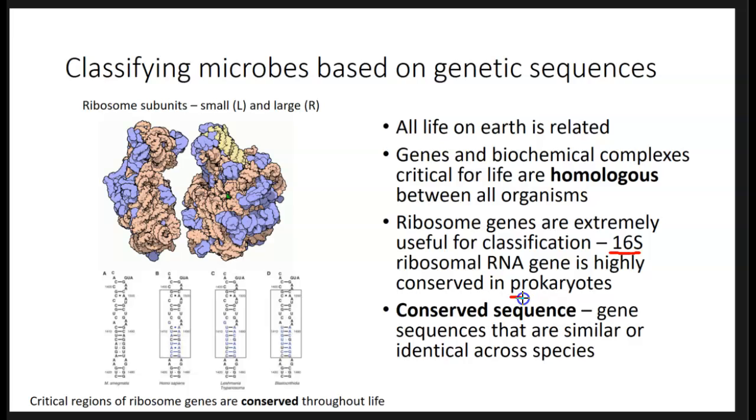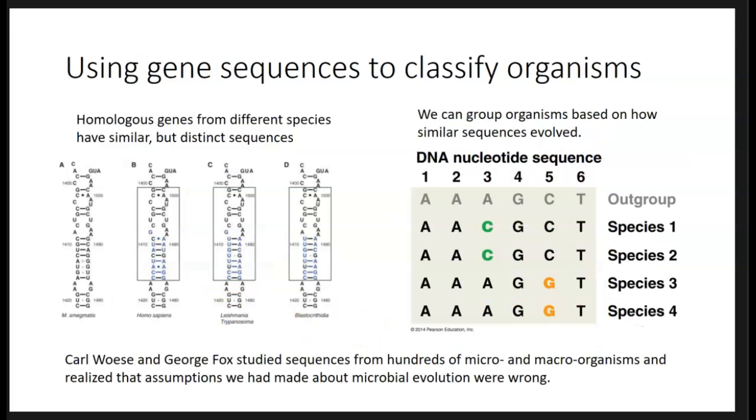And so we can distinguish between different prokaryotes by using the common sequences to compare them and the different sequences to differentiate between them. Those common sequences are called conserved sequences. It's when the gene sequences are similar across lots of different species. So we can use these conserved sequences in the structures of genes to compare different organisms.